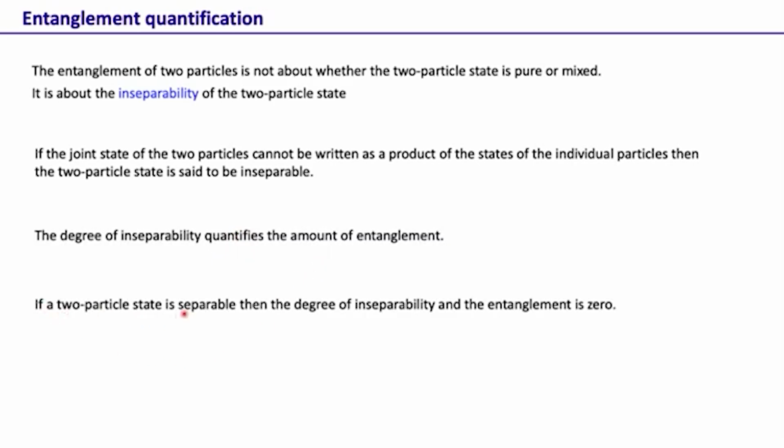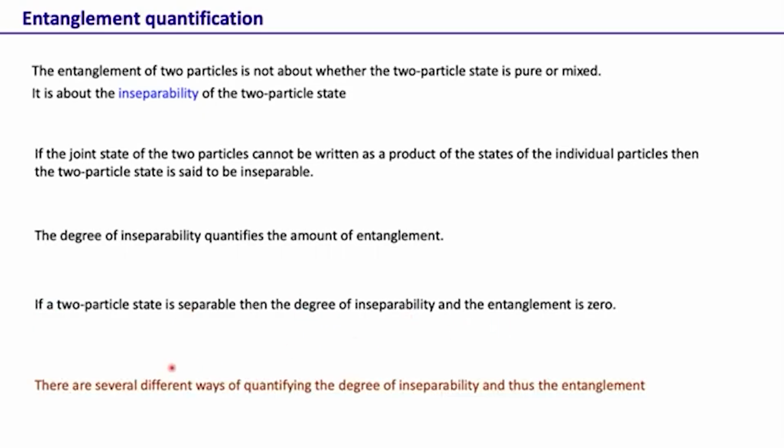And if a two particle state is separable, then of course the degree of inseparability, and thus the entanglement, is 0. So there are several different ways of quantifying the degree of inseparability and thus the entanglement. We'll look at one particular way, which is called entanglement of formation, and that has been worked out for a generic two particle qubit state, and that's what we will review as to how it is done.